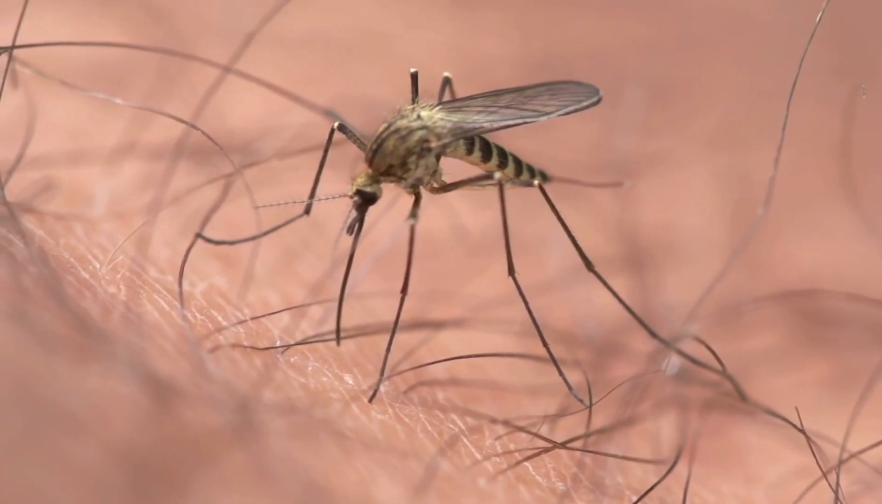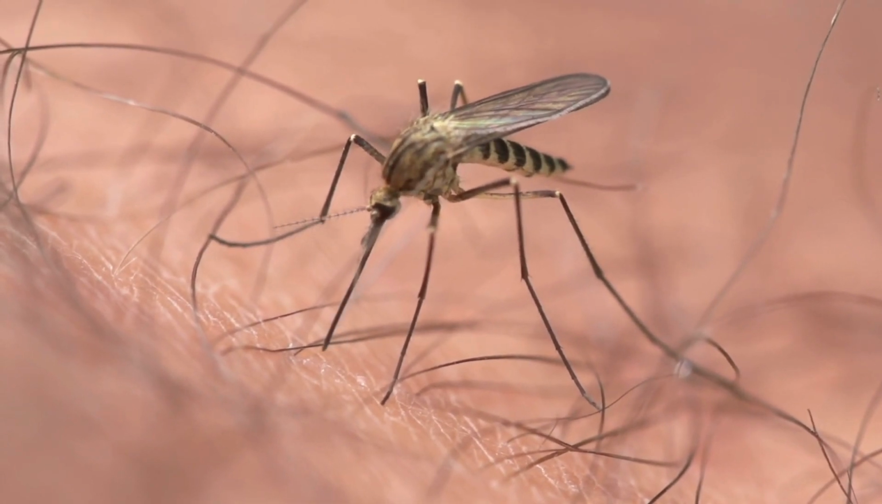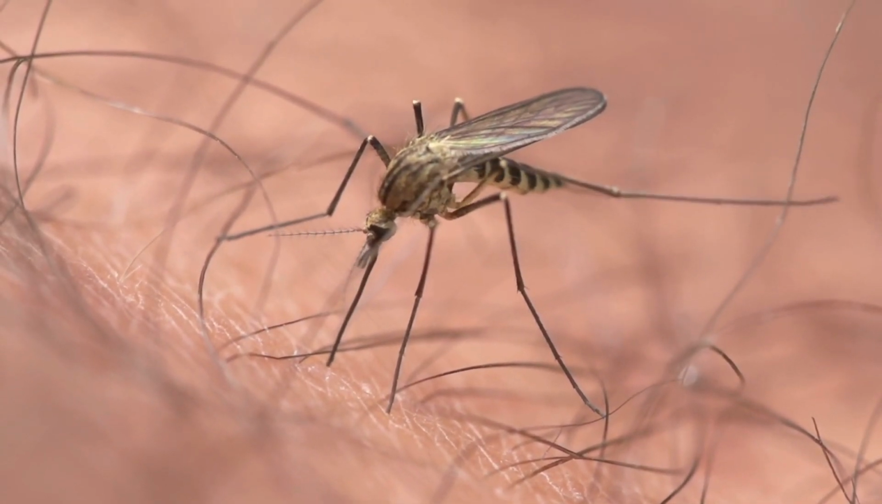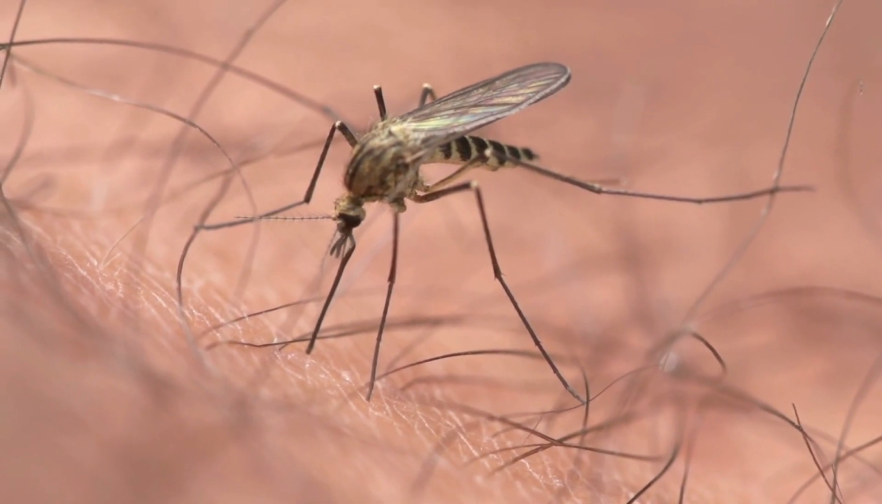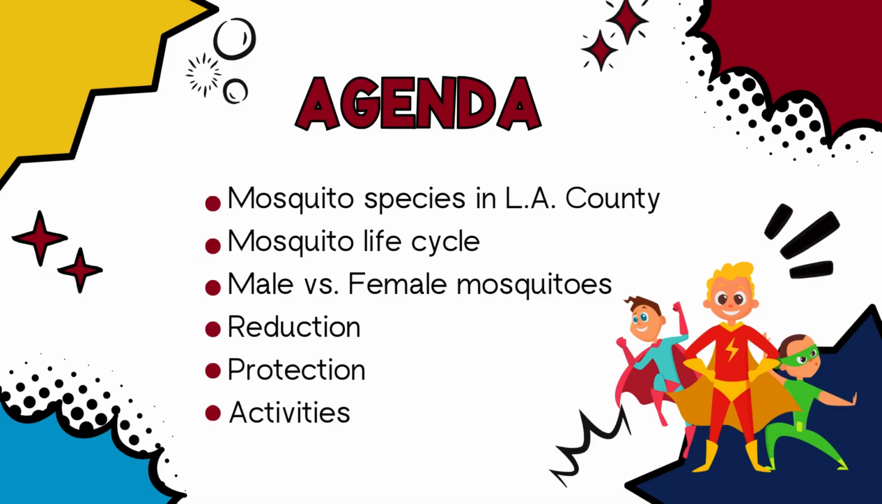The mosquito is a vector. A vector is any living organism that has the potential to transmit deadly diseases through a single bite. In today's agenda, we will be learning about different mosquito species, the mosquito life cycle and why it is important to understand it, the differences between male and female mosquitoes, how to reduce them, how to protect ourselves, and the activities.